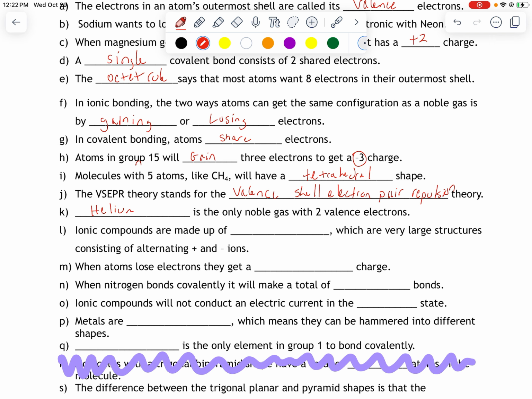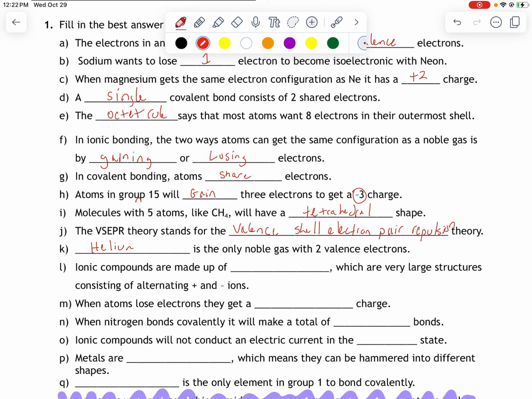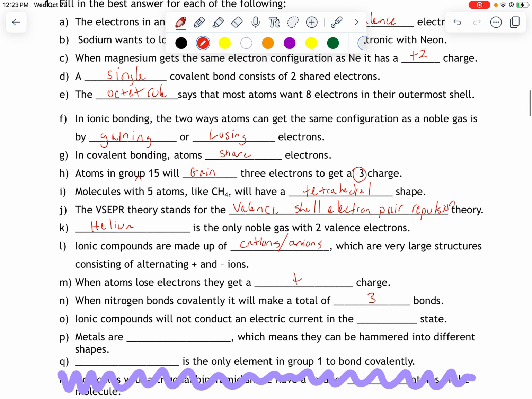Ionic compounds are made up of blank, which are very large structures, alternating positive and negative ions. I think this should be cations, anions, or you could just say ions. When an atom loses electrons, it gets a positive charge. When nitrogen bonds covalently, it will make a total of 3 bonds, and that's because if you look at its Lewis structure, it has 3 electrons that are available for bonding, so that's why it forms 3 bonds.